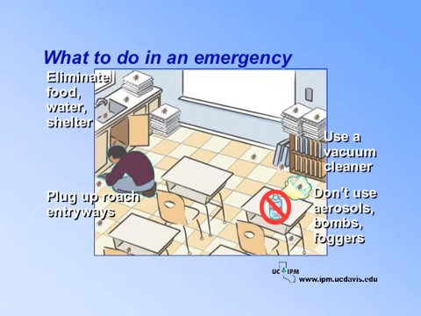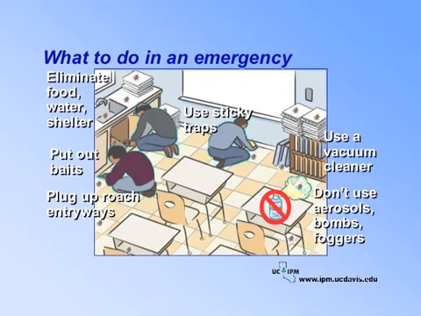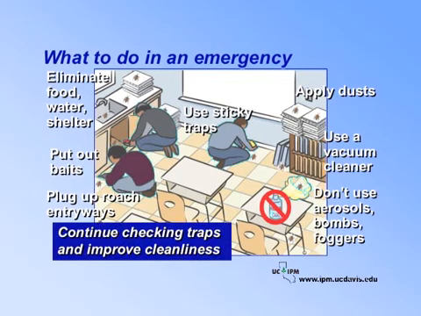Use a vacuum cleaner with a triple filter to remove food, debris, and cockroaches, shed skin, or eggs. Use sticky traps to figure out where the cockroaches are coming from. Start putting baits out and apply dusts as appropriate. Keep vacuuming up roaches, shed skins, and eggs until baits and dusts begin to work. Be sure to continue checking traps and improve cleanliness at the site.